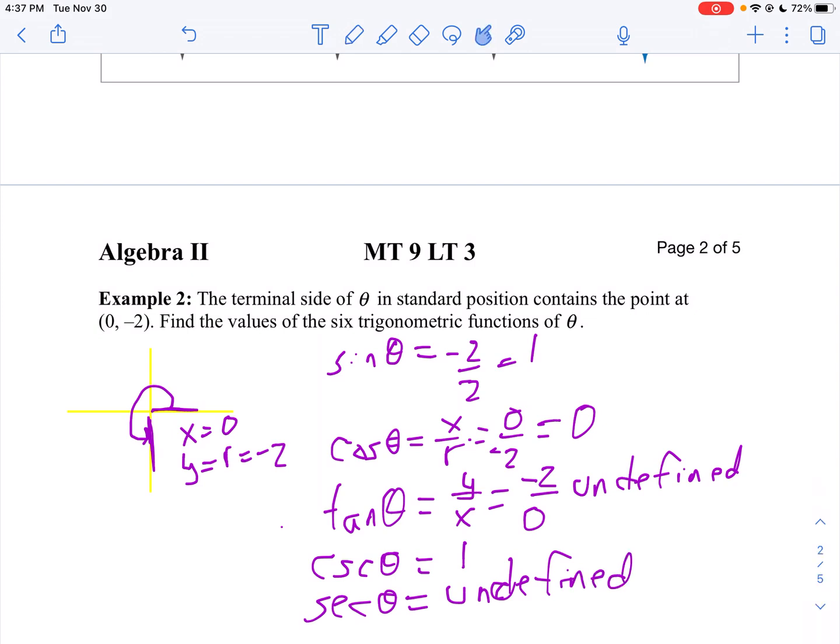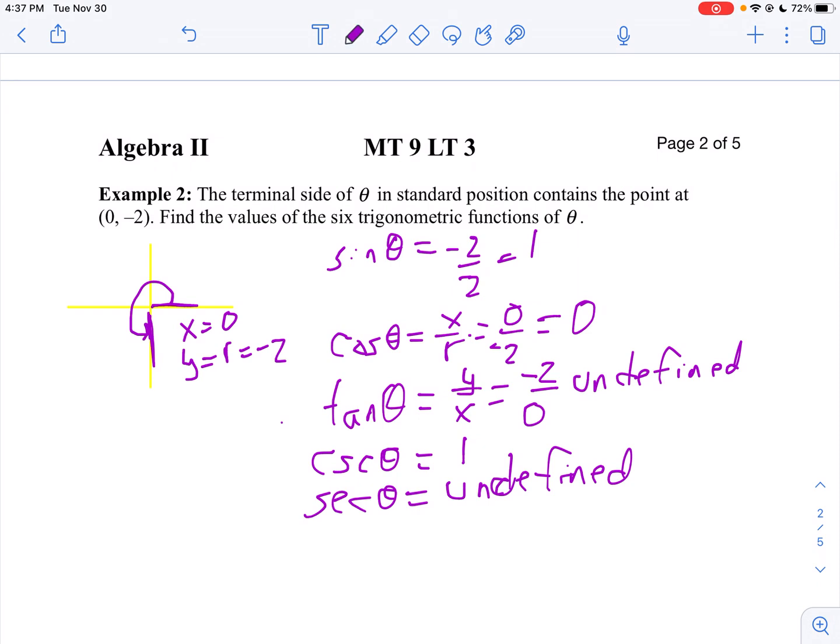And then finally, if we do the cotangent of theta, that goes back, I'm going to do x over y, so I'm going to do 0 over negative 2, which is 0. So notice, they're 1, they're 0, or they're undefined for these quadrant angles when you're doing your functions.